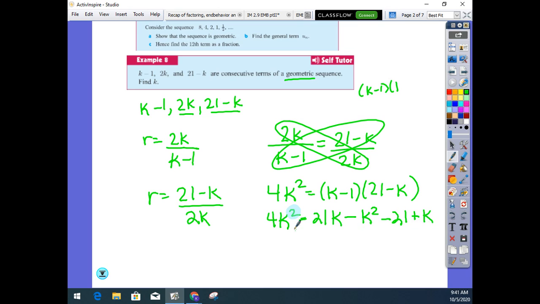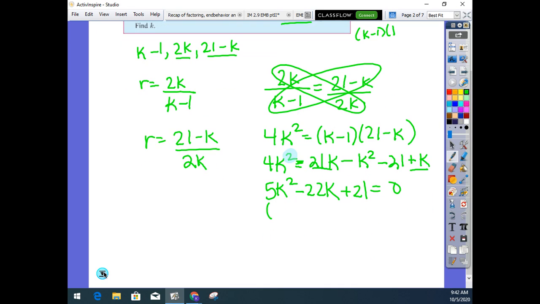So when I move my k squared, I have to add k squared to the 4k squared, so that makes 5k squared. 21k plus k is 22k. So when I move 22k over to the other side, it becomes negative. And then I move over my 21, so it becomes positive. So now I have a quadratic equation equal to 0.